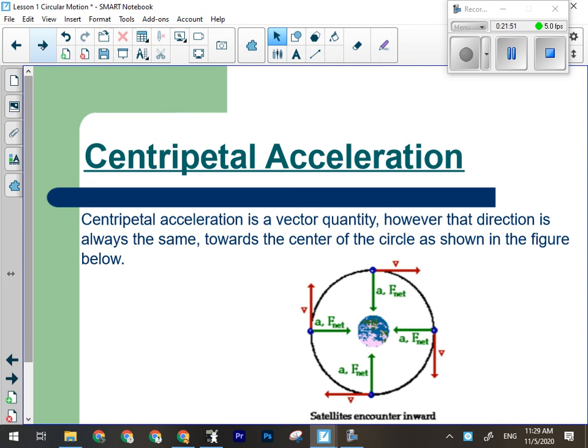All right, so centripetal acceleration is a vector quantity. It's acceleration after all, but it always has the same direction. Centripetal means towards the center. So it's always centripetal force, centripetal acceleration, towards the center.